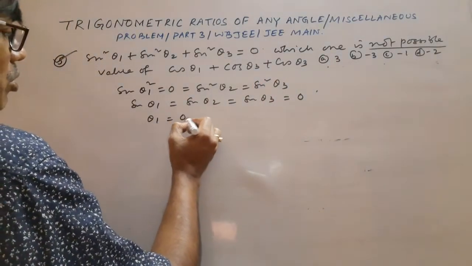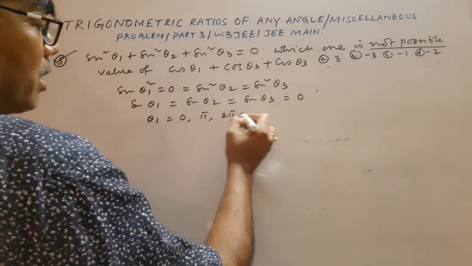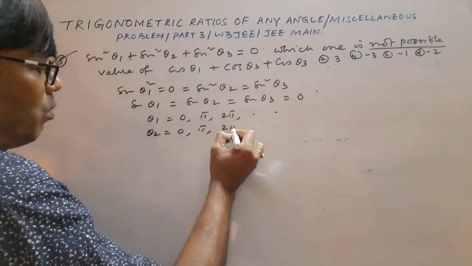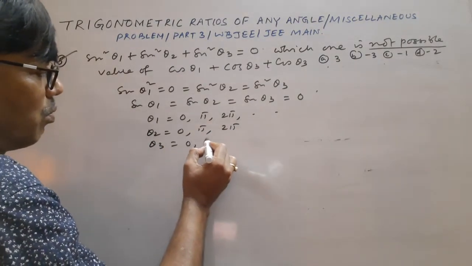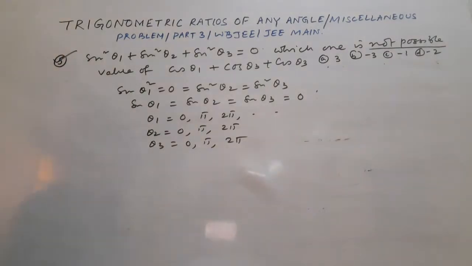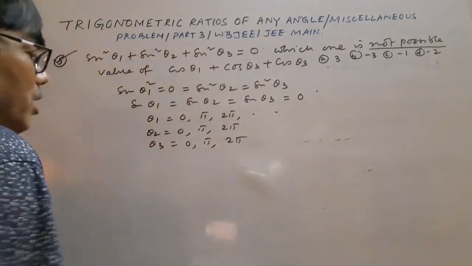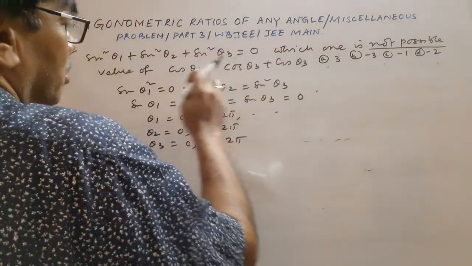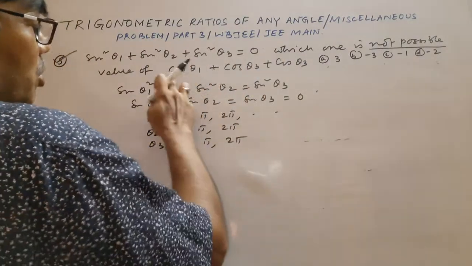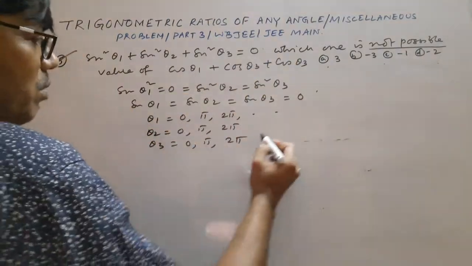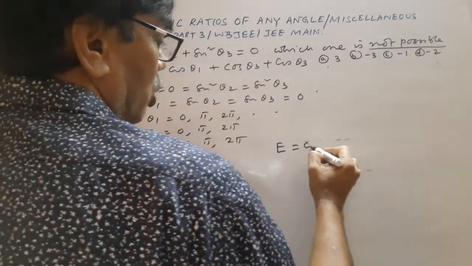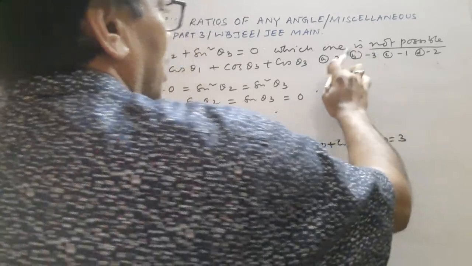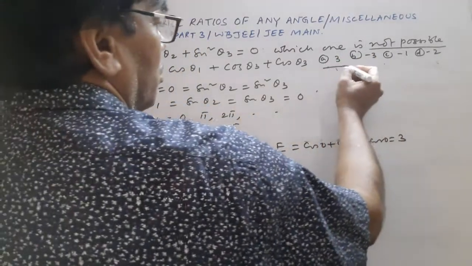So theta 1 equals 0, pi, 2 pi, so theta equals n pi. What about theta 2? 0, pi, 2 pi. Theta 3 also 0, pi, 2 pi. Now, if we take theta 1, theta 2, theta 3 as 0, then cos 0 is 1, 1, 1. So one value of the expression, cos 0 plus cos 0 plus cos 0, is 3. It is a possible value.